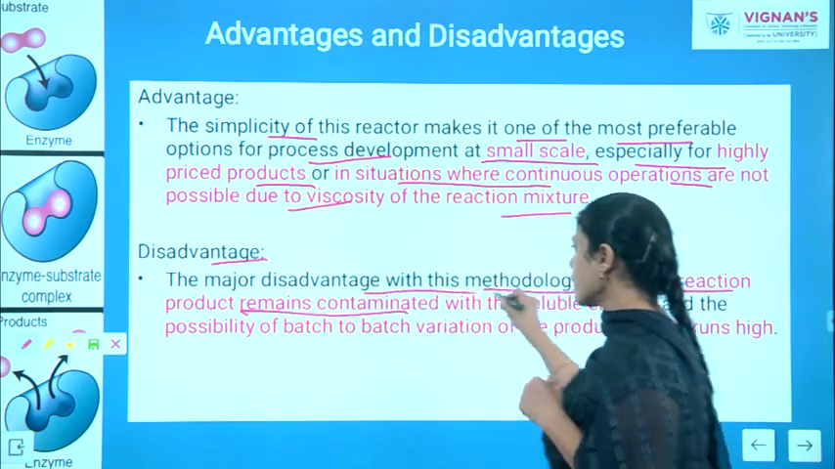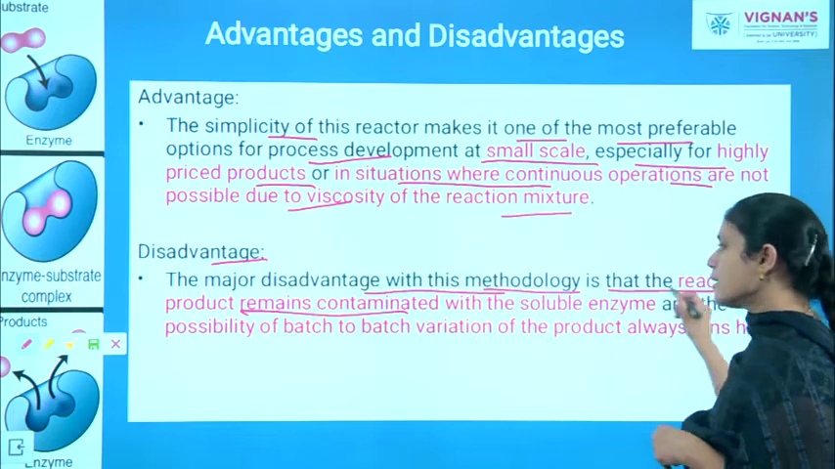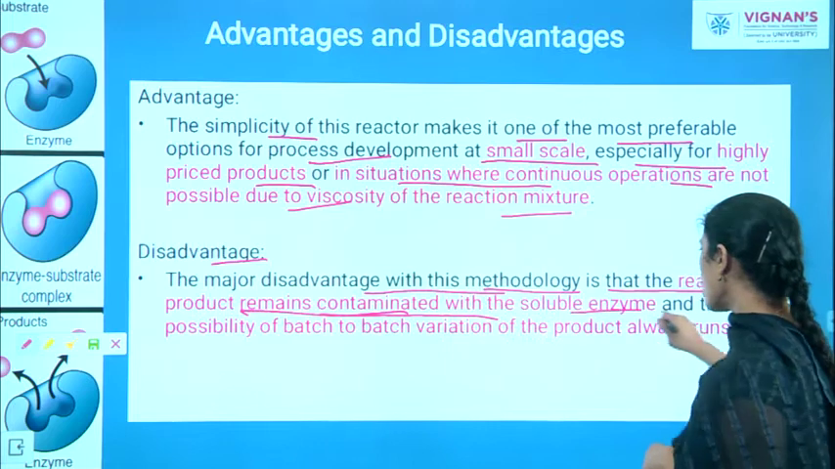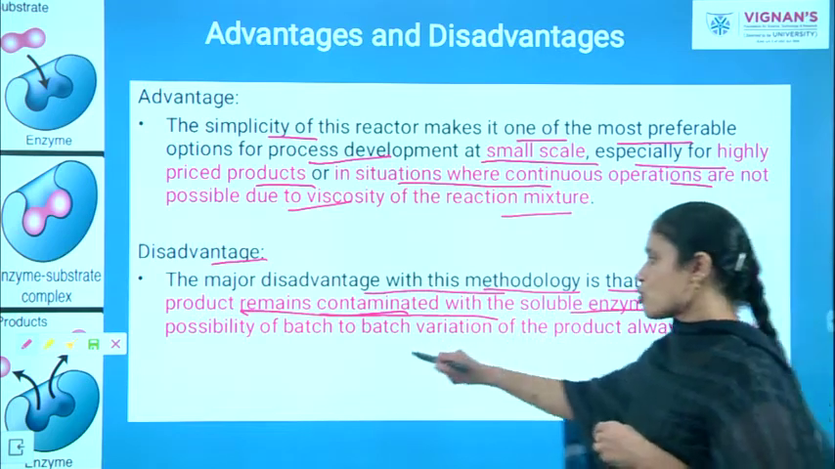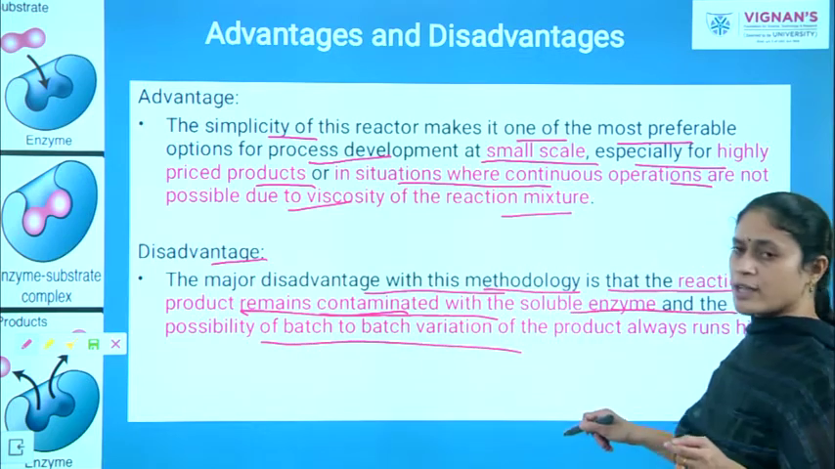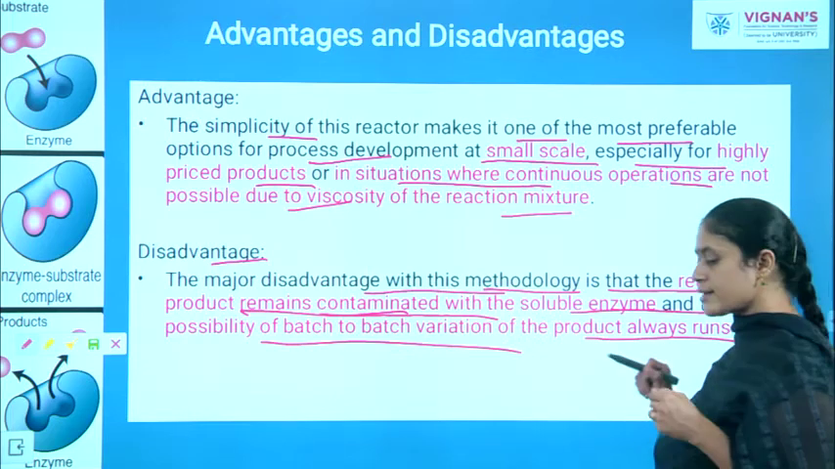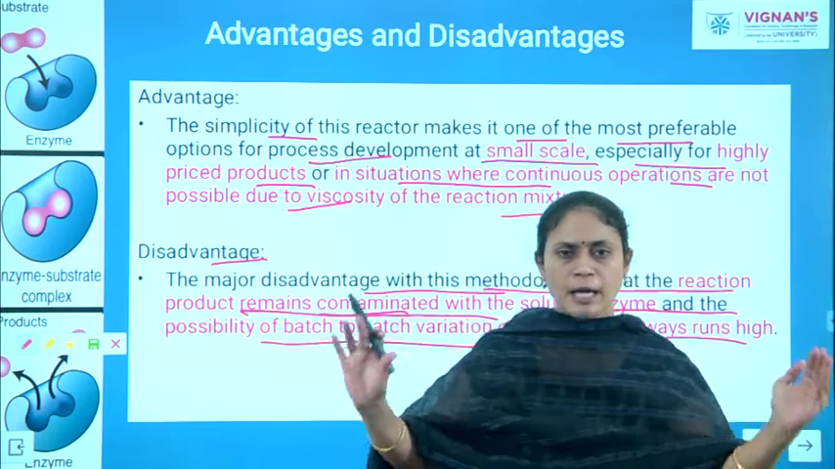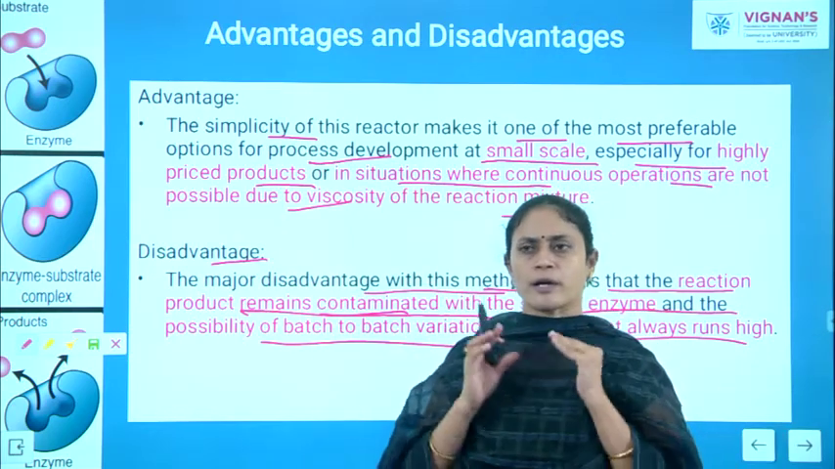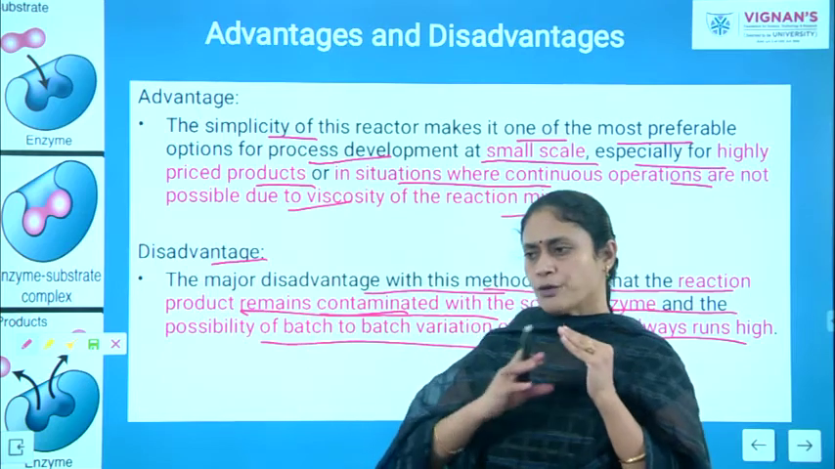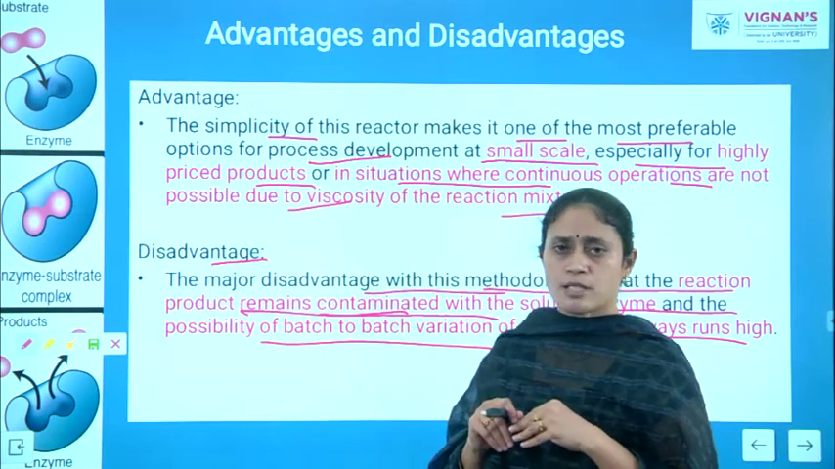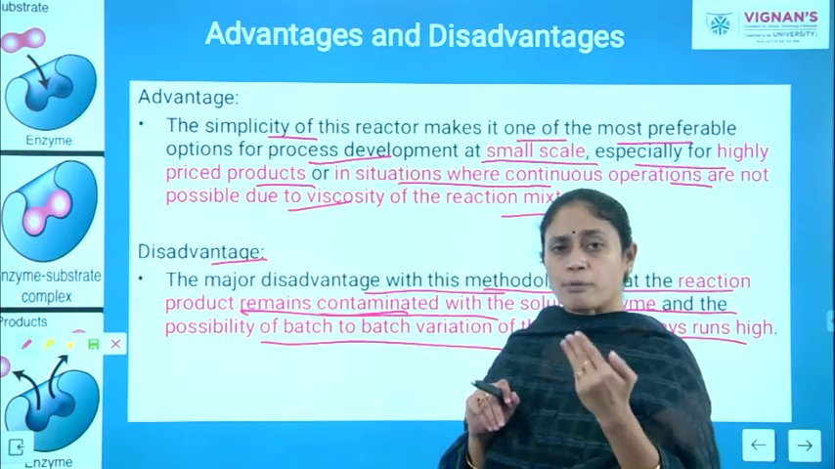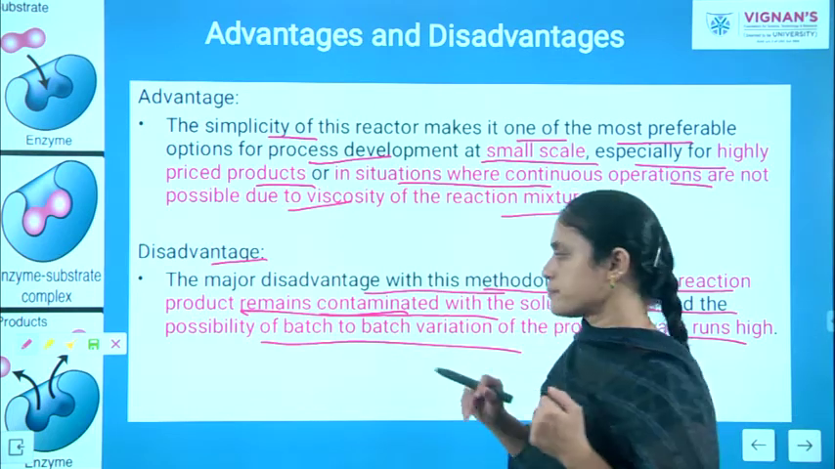So the major disadvantage with this methodology is that the reaction product remains contaminated with the soluble enzyme, and the possibility of batch to batch variation of the product always runs high. See, if you want to get the same type of product, the same concentration of the product, from different batches, it won't always be possible. There might be some change in the product properties from batch to batch.